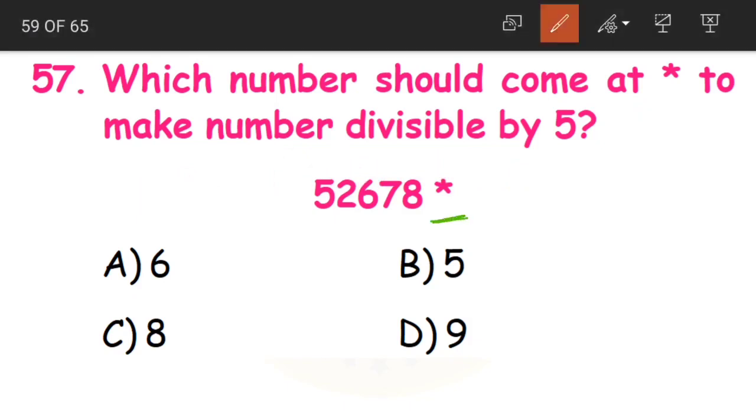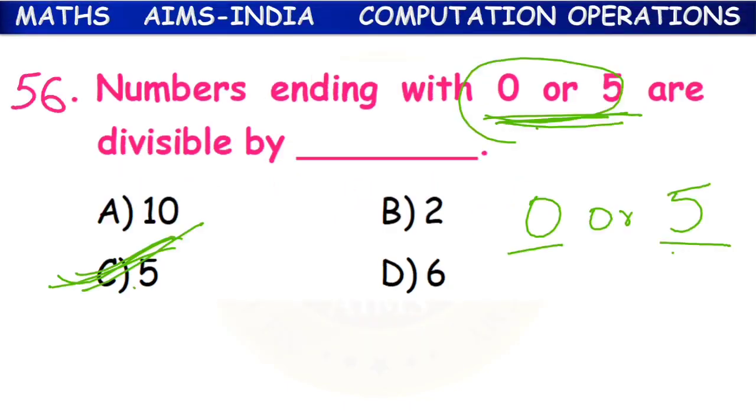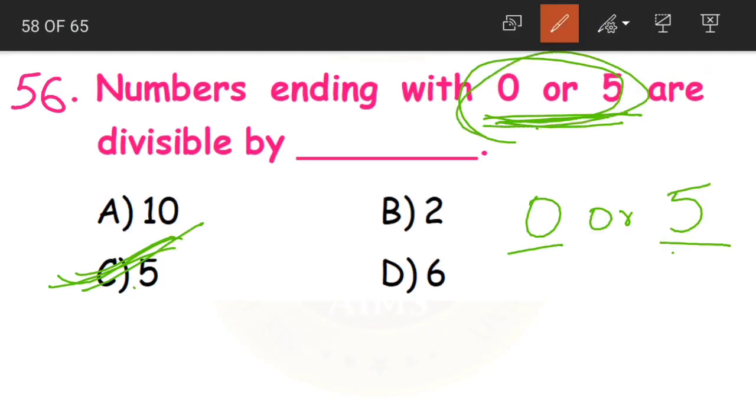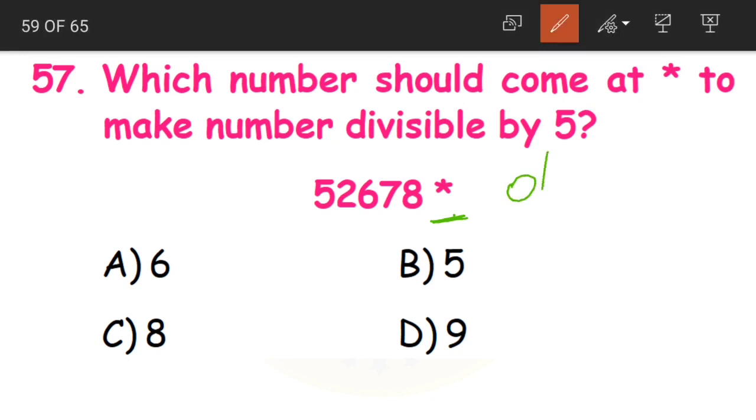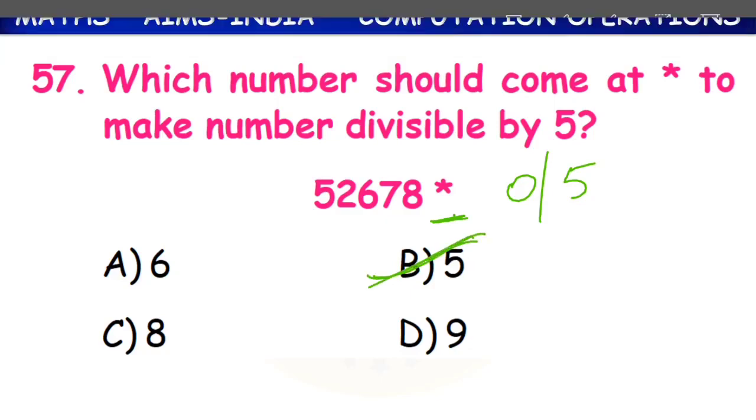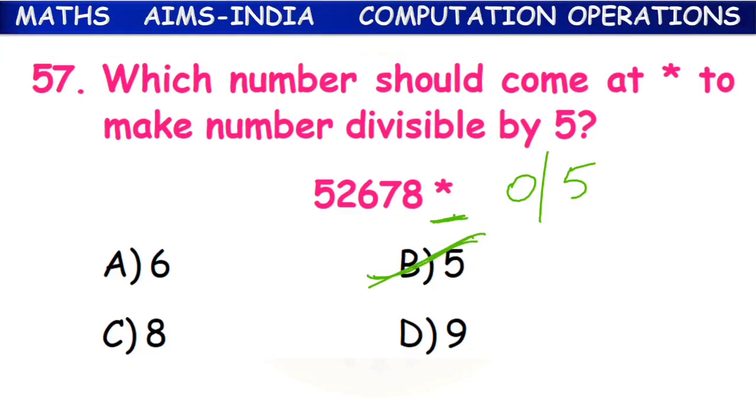Next question, 57. Which number should come at the star mark to make the number divisible by 5? Now this is the ones place. Just now what did we learn? Numbers ending with 0 or 5. So in this place it should be either 0 or 5. Now if you look at the options, 0 is not present, only 5 is there. So option B, 5, becomes our correct answer. So 5 should be there in the last place to make it divisible by 5.